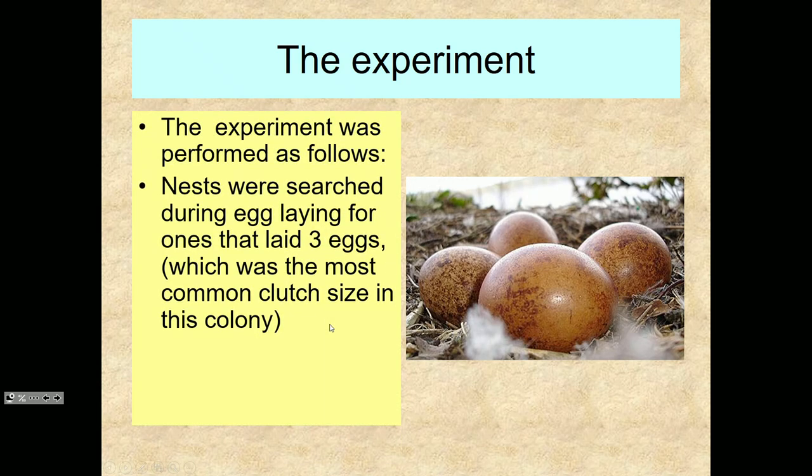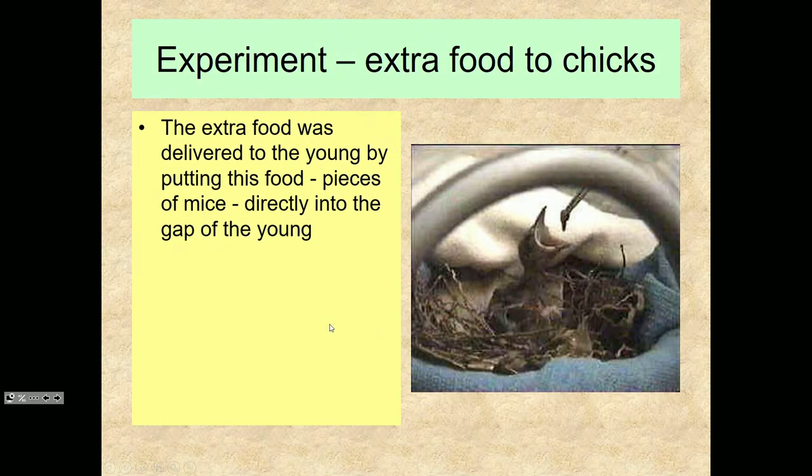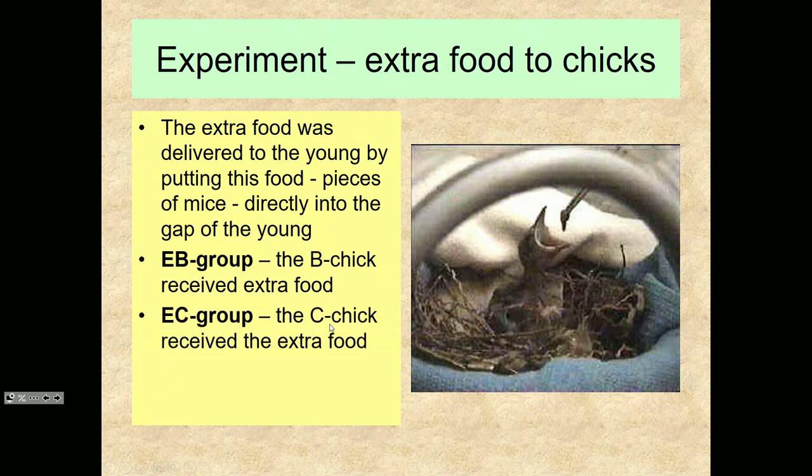So we searched during egg laying for nests that laid three eggs. Remember that there was a big variation, and that was the most common clutch size here. And we randomized treatment groups. The extra food was delivered to the young by putting pieces of mice directly into the gape of the young. We had an EB group, where the B chick received extra food, and an EC group, where the C chick received extra food.